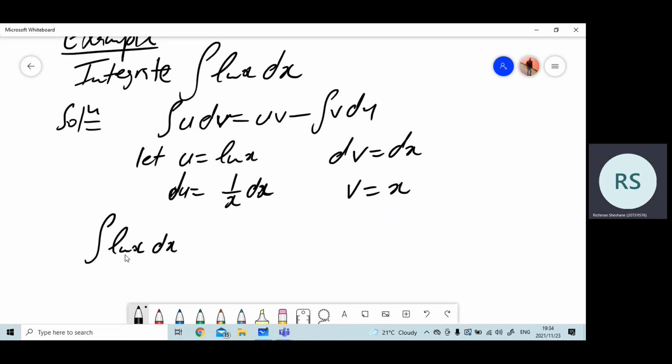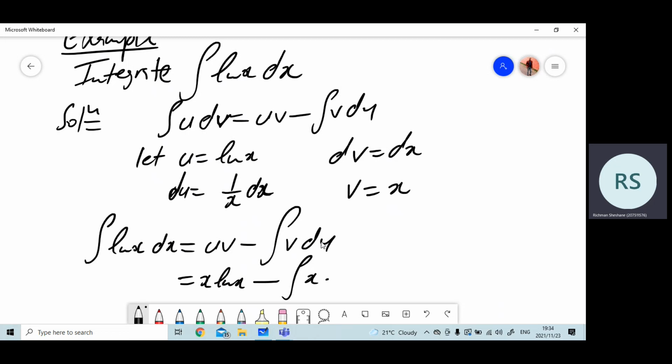We said this is u and this is dv. It now follows this formula. You can start by writing the formula so you don't make a mistake: u v minus integral of v du, and then substitute everything into your formula. The first term is u times v, so it should be x ln x, minus integral of v, which is x, times du.